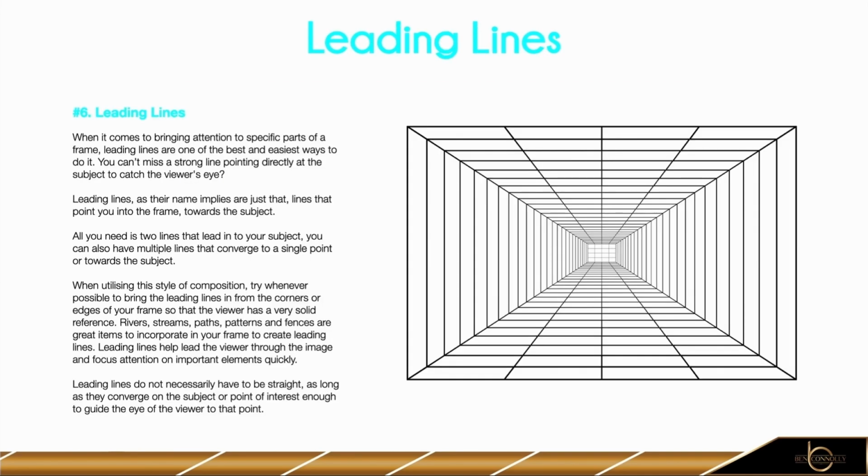When it comes to bringing your attention to specific parts of a frame, leading lines are one of the best and easiest ways to do this. You just can't miss a strong leading line pointing directly at the subject to catch the viewer's eye. Leading lines, as their name implies, are just that, lines that point you into the frame towards the subject. Really, all you need is 2 lines that lead to your subject. You can also have multiple lines that converge to a single point or towards the subject.